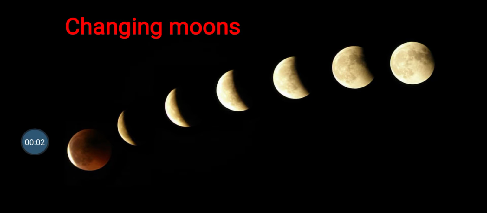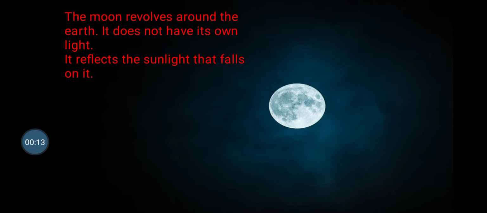Let's look at the last topic, changing moons. In this topic, we are going to learn about different phases of the moon. The moon is a bright object that we see in the sky. The moon revolves around the earth.